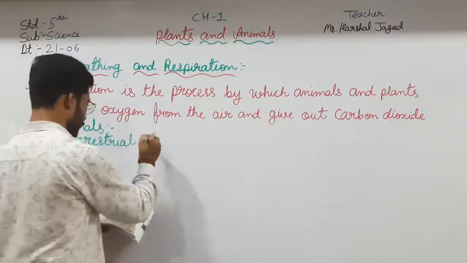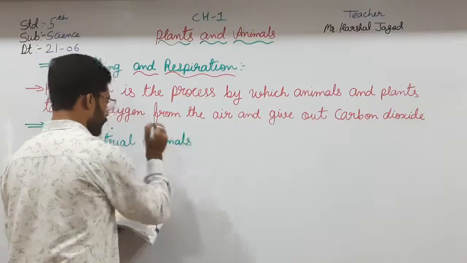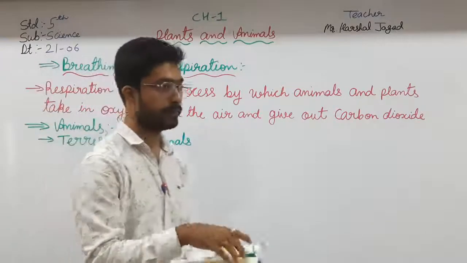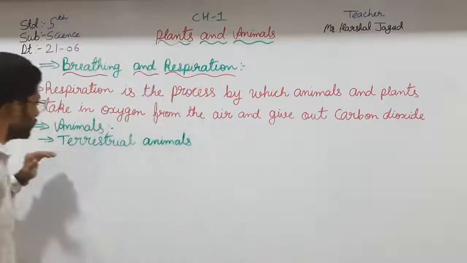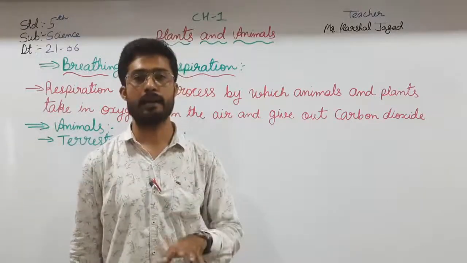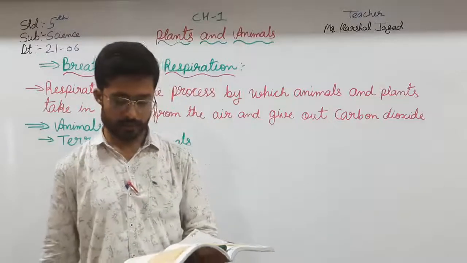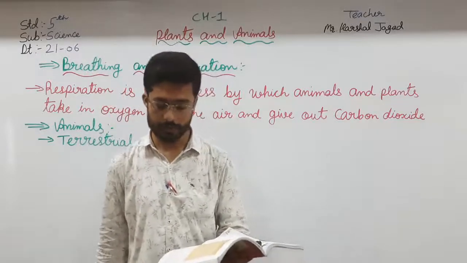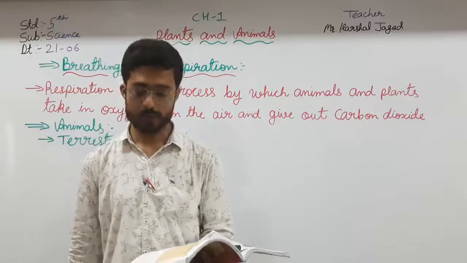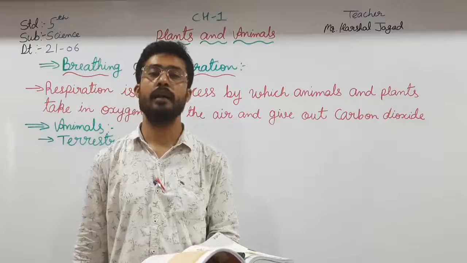Terrestrial animals. So how do they breathe? Terrestrial animals means the animals which live on the land. It is written that terrestrial animals breathe through their lungs. Reptiles and birds also have lungs. Mammals breathe through nose and lungs.